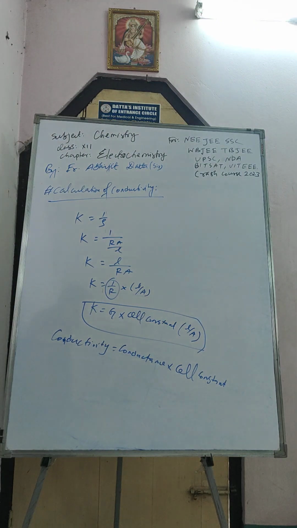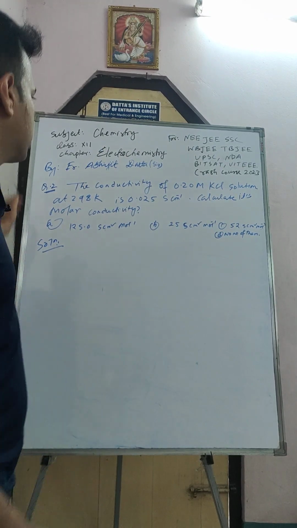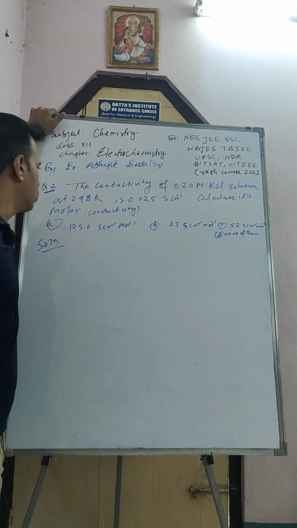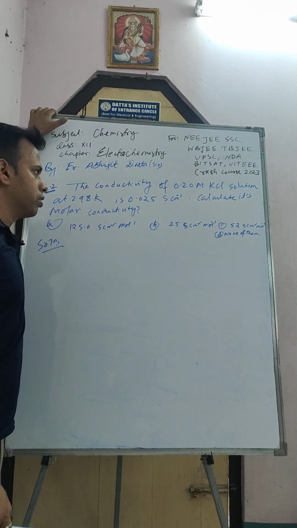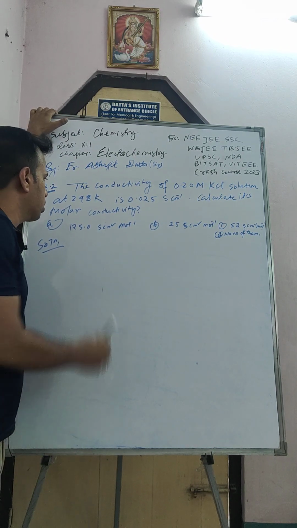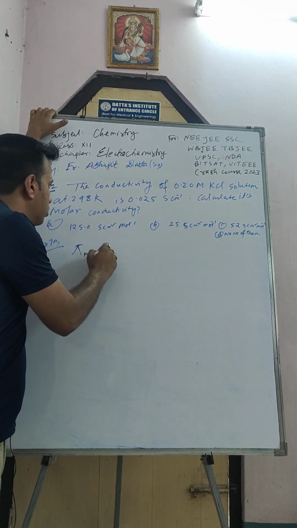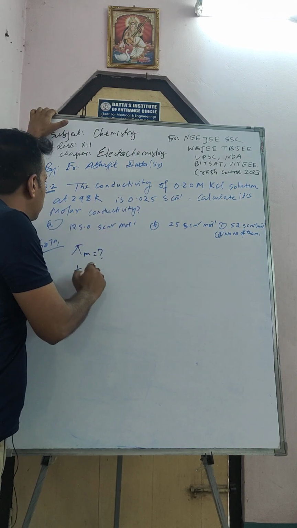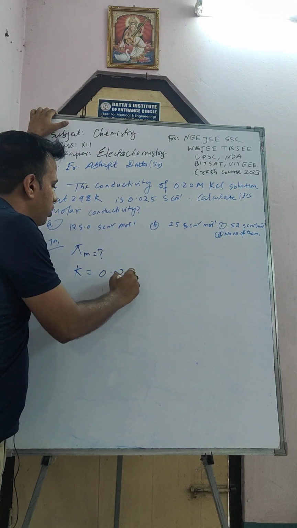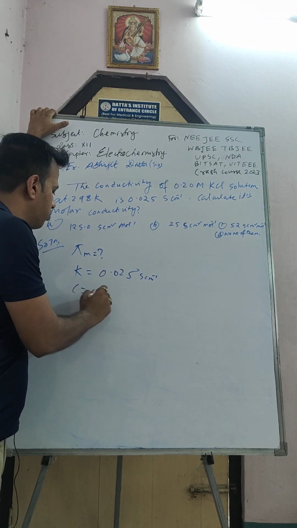These are the formulas we write down. Now we will do some numericals from the previous year questions. Our first question is: the conductivity of 0.2 mole KCl solution at 298 K is 0.025 S cm^-1. Calculate its molar conductivity. So we have to find out lambda m. Here K equal to 0.025 S cm^-1, and C equal to 0.2 mole.